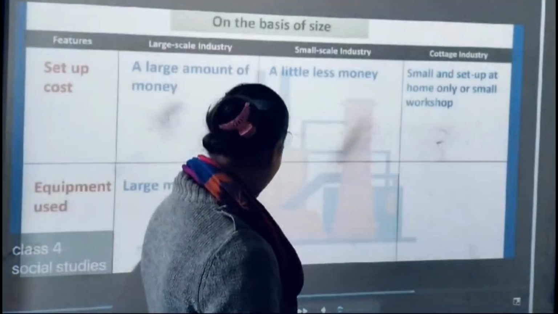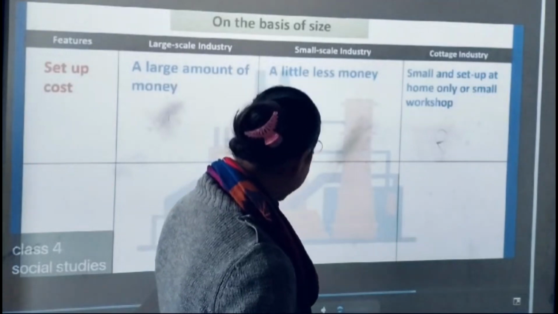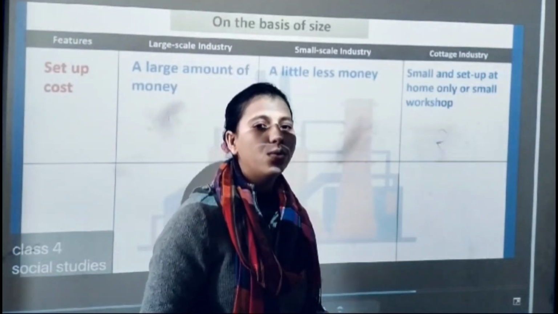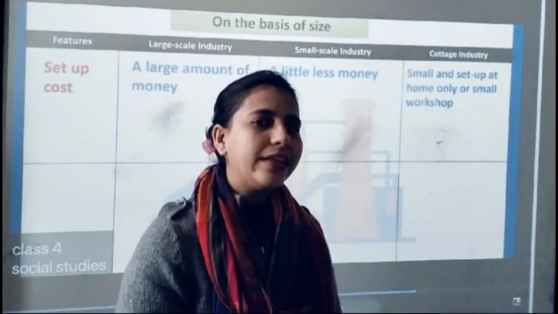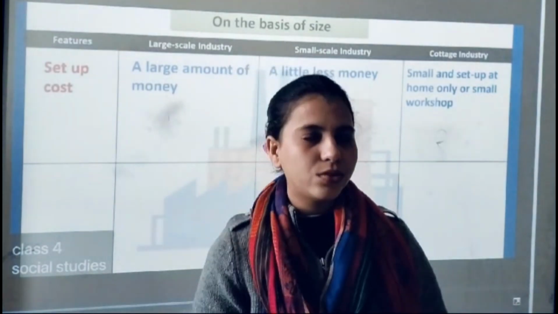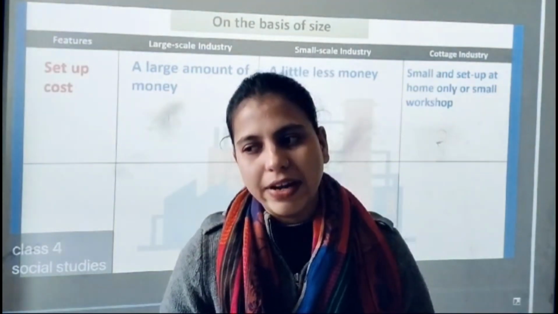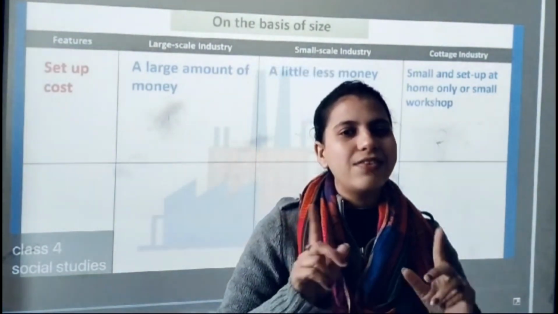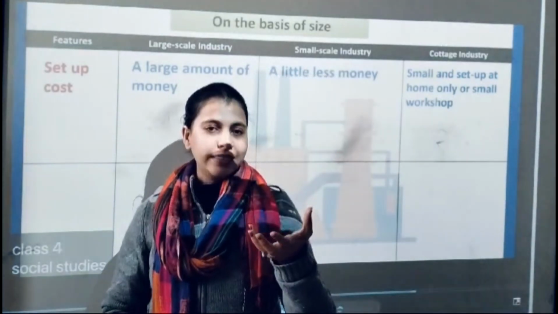So I have already told you what the cottage industries are. Cottage industries are those industries where people do their work at their home only. Okay, so we are taking one example of the cottage industries in our Mathura and Vrindavan.